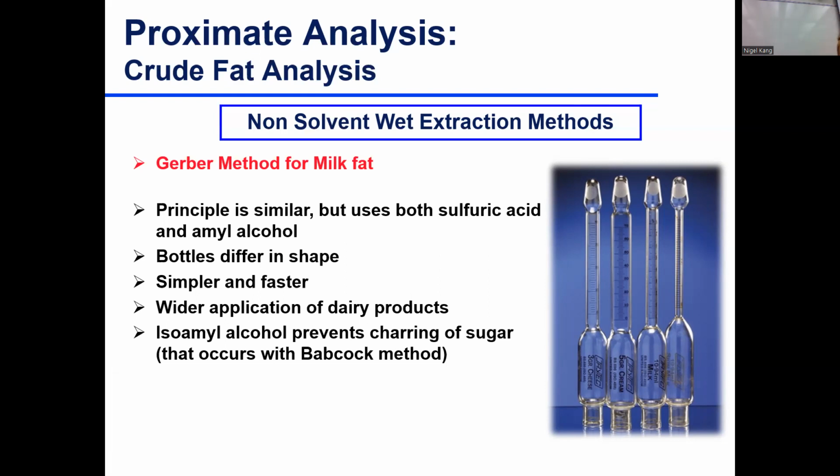high sugar content, once you add sulfuric acid, it blackens your sample because of charring. And then it makes reading the volume really hard. So if your sample has high sugar or some sugar additives, it's good to work with the Gerber method because we are using isoamyl alcohol that prevents that charring and doesn't allow your vessel to get black.